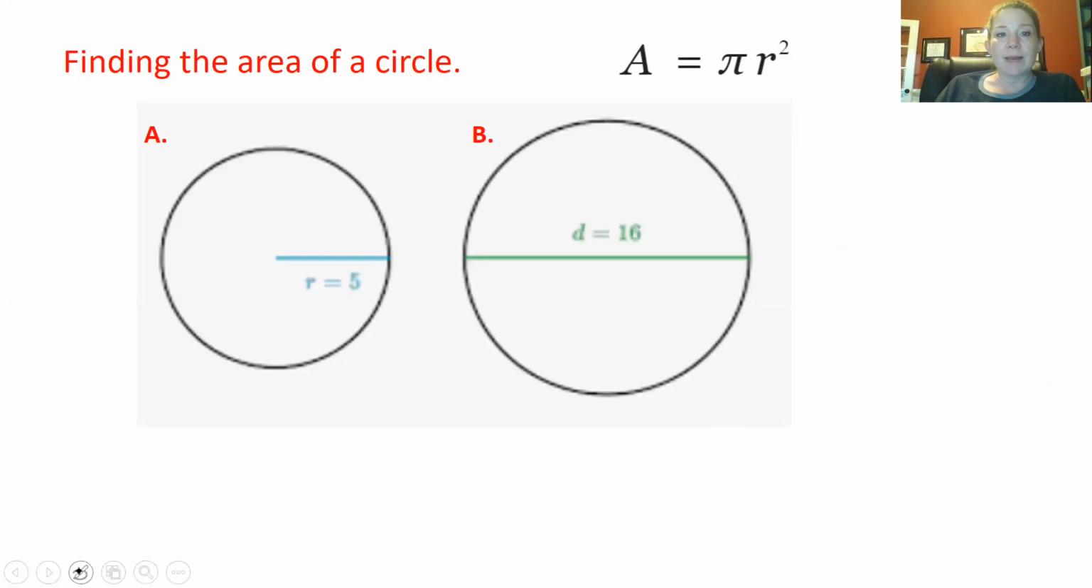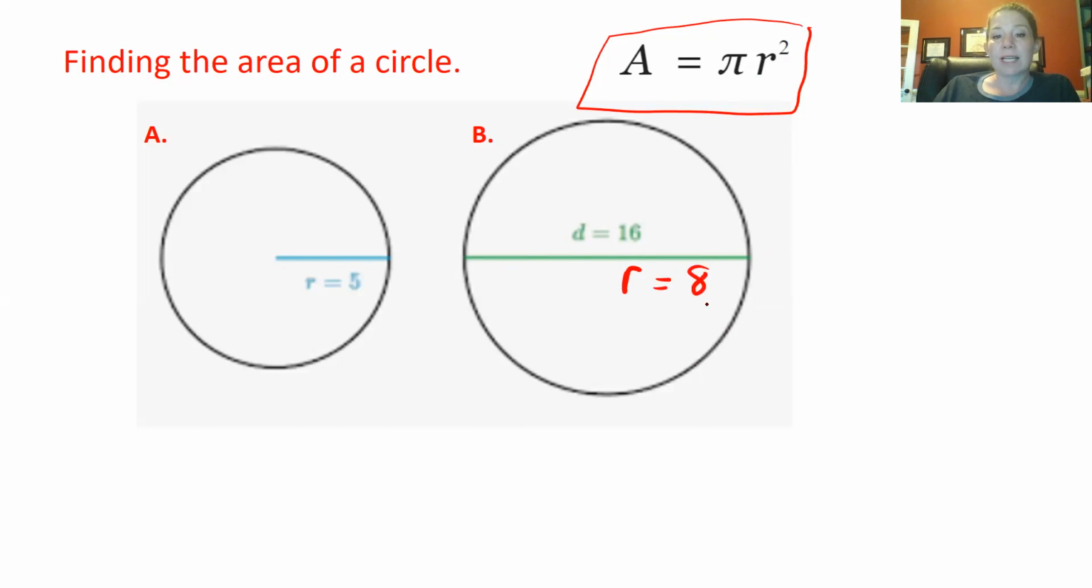All right, now finding the area of a circle. When you find the area of any circle, this is always your formula. Area equals pi times radius squared, pi r squared. Either you're going to be given the radius, like in this one, or the diameter. If you're given the diameter, you have to get back to the radius by halving the diameter. So if the diameter on letter B is 16, that means the radius is 8.